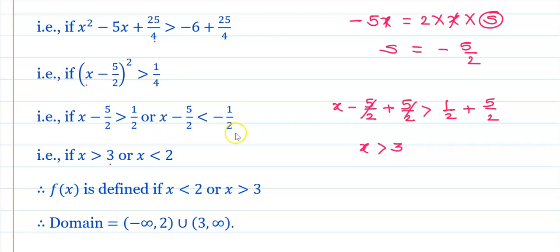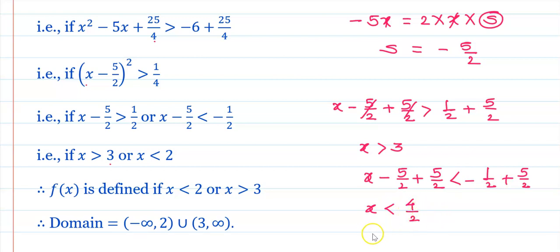Similarly here, add plus 5 by 2 on both sides. Then x minus 5 by 2 plus 5 by 2 is less than minus 1 upon 2 plus 5 by 2. Okay. Then x is less than 4 upon 2, and that equals 2. X is less than 2 in this way. Okay, x is greater than 3 or x is less than 2. And therefore f of x is defined if x is less than 2 or x is greater than 3.